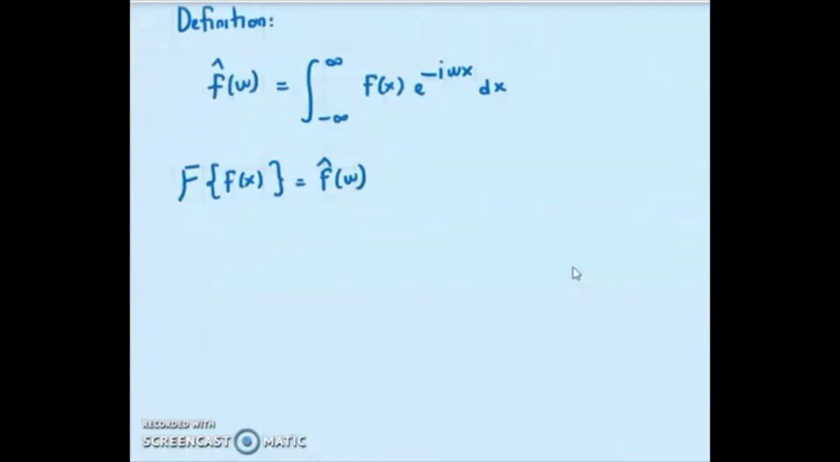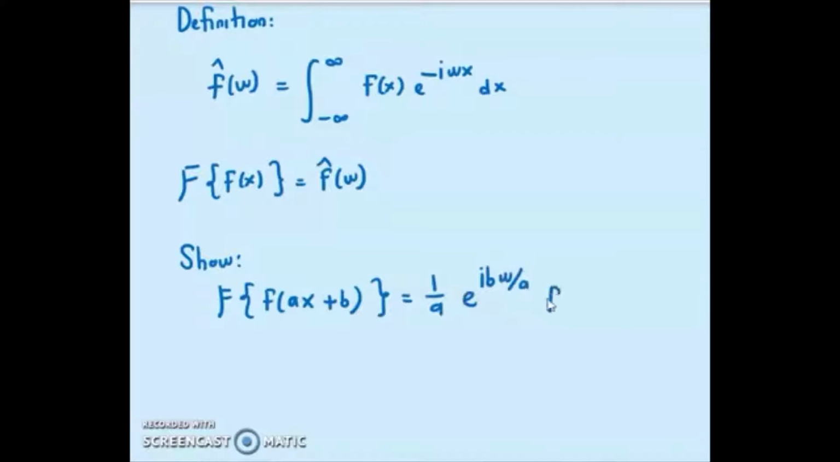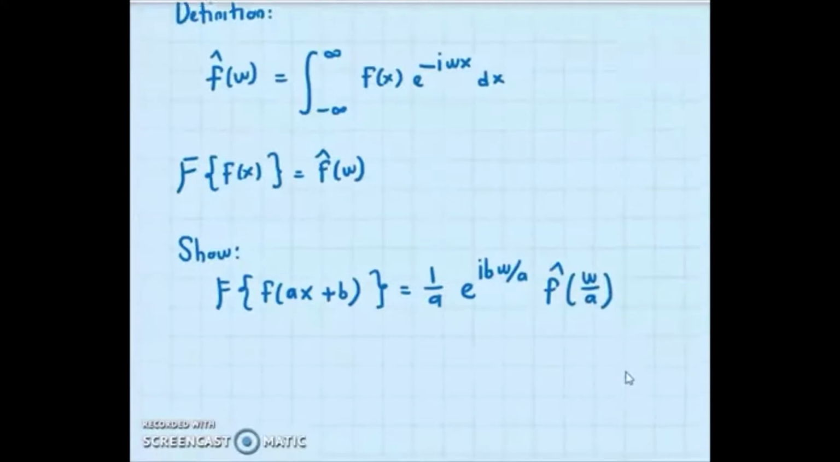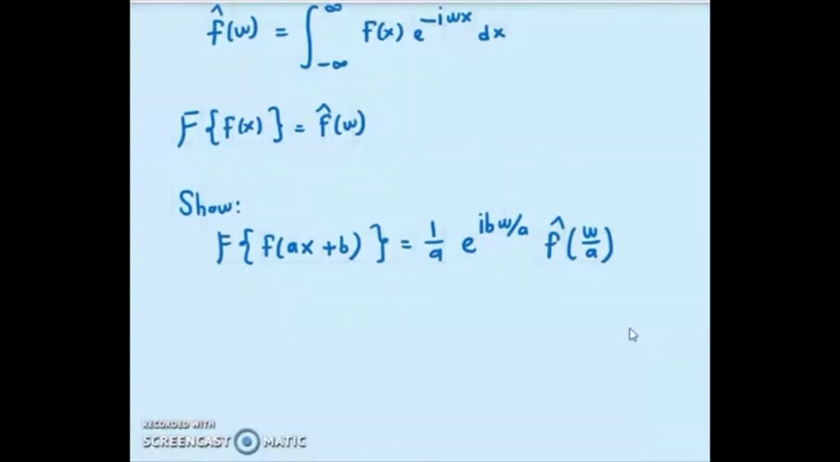Now, I want to show that the Fourier transform of f(ax plus b) equals 1 over a, e to the i b omega over a, f hat of omega over a. We want to show this. To show this, we need to use the definition.